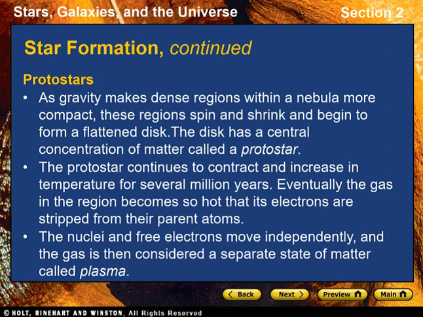Eventually, the gas becomes so hot that its electrons are stripped from their parent atoms. The nuclei and free electrons move independently, and the gas is then considered a separate state of matter called plasma. Plasma is a hot, ionized gas that consists of an equal number of free-moving positive ions and electrons.